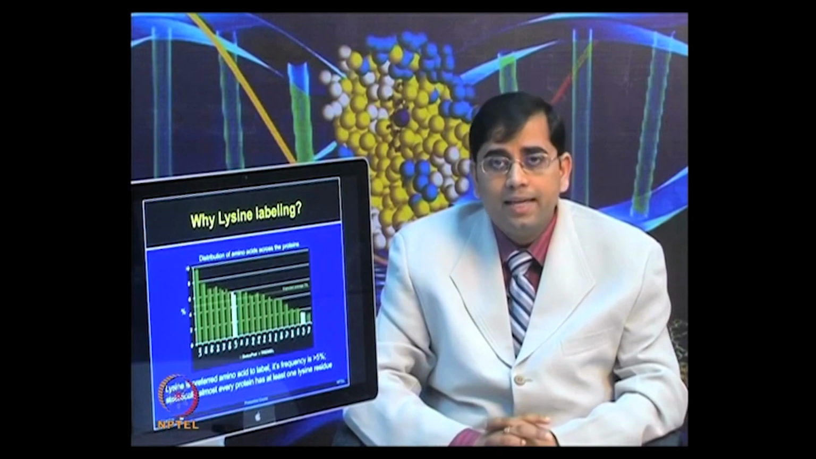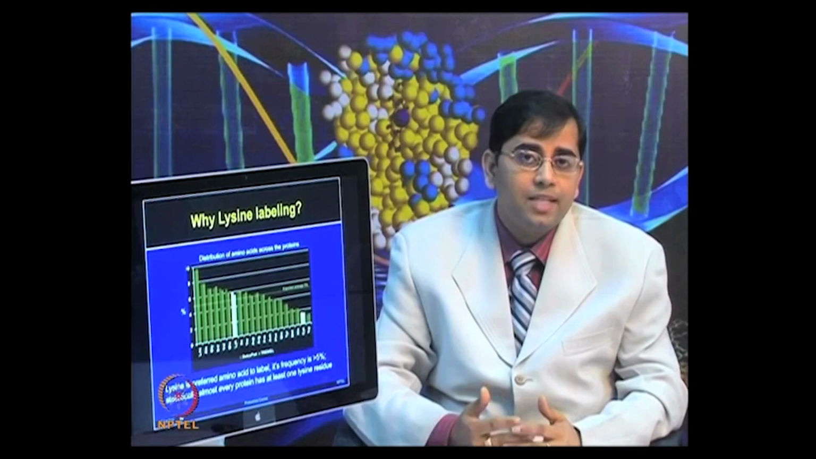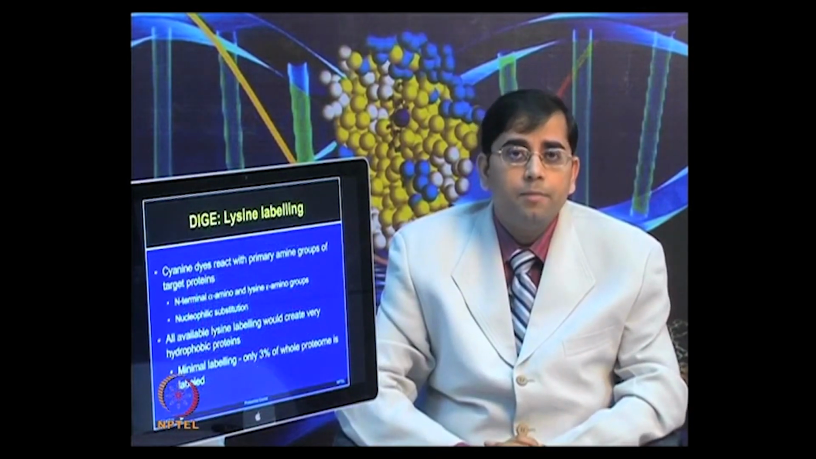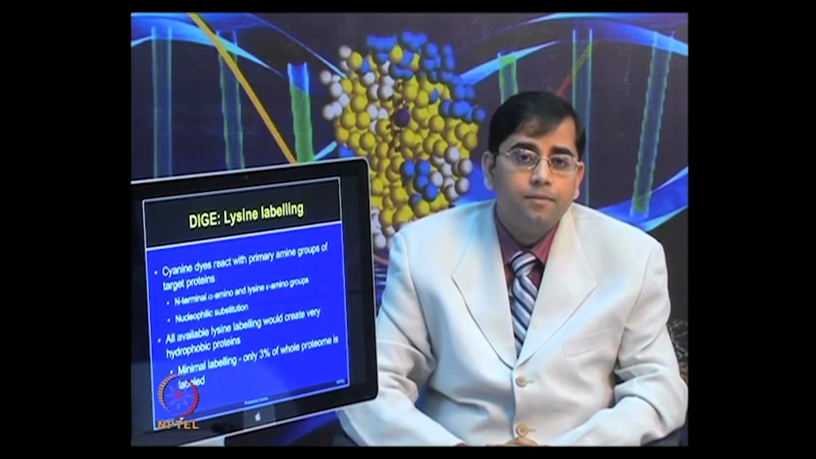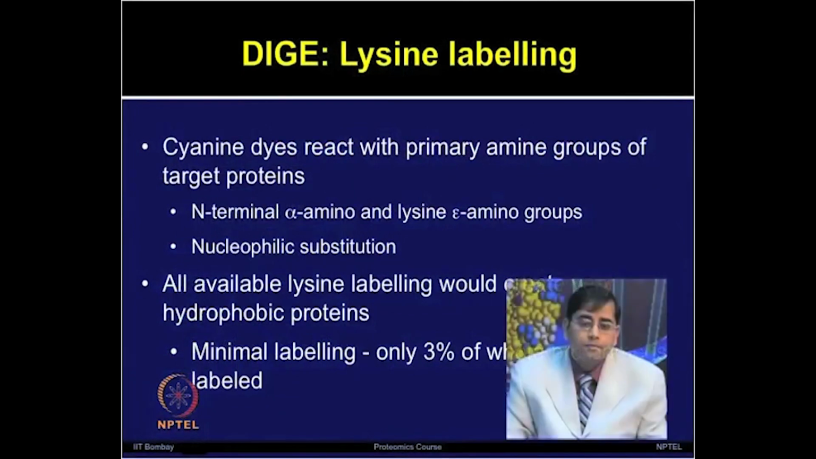But if that is not the case, one can always try the saturation labeling of cysteines. Now, let us talk in more detail about the minimal labeling or lysine labeling. So, Cy dyes react with the primary amino group of target proteins, the N terminal alpha amino group and the lysine epsilon amino groups, which are labeled by the process of nucleophilic substitution.